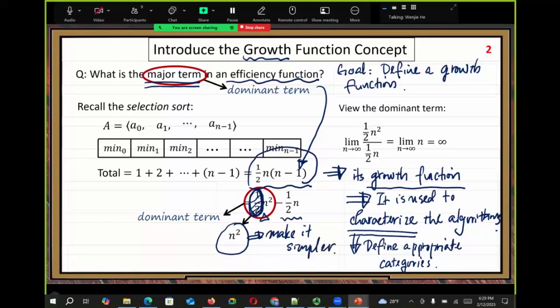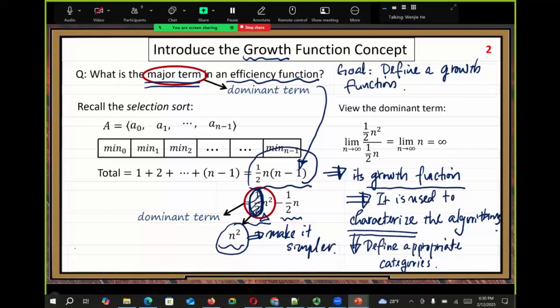And the relationship of this n squared and 1/2 times n squared, the relationship of these two expressions, their ratio is a constant. Okay, their ratio is a constant. So here, if their ratio is a constant, we put them in the same category. All right. So here you can see.